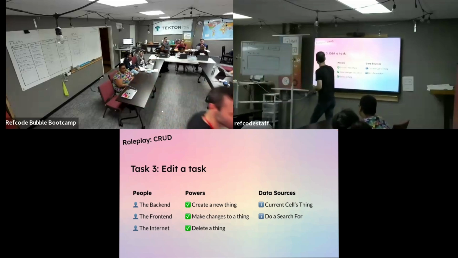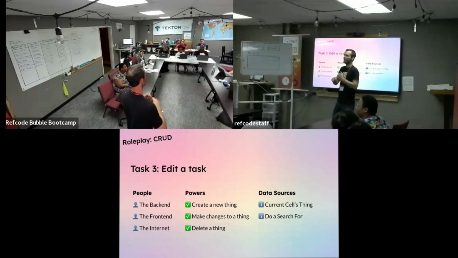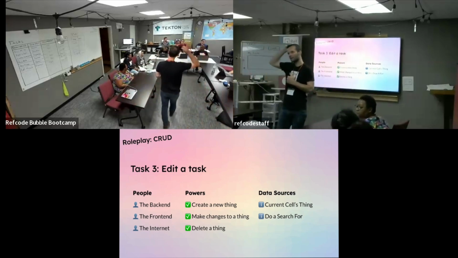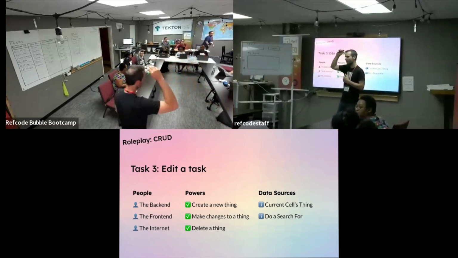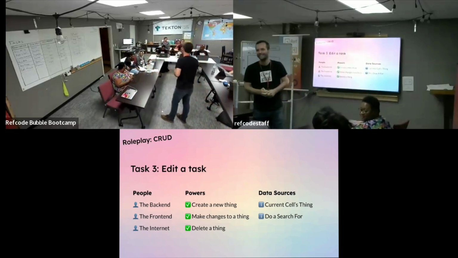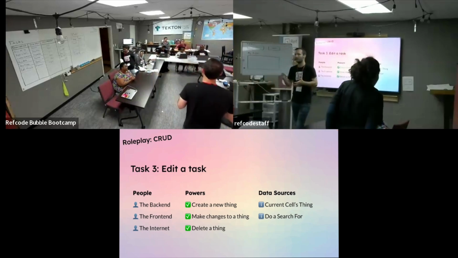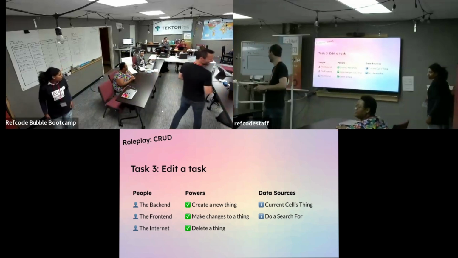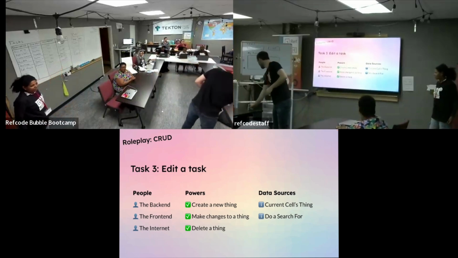Okay, next task is to edit a task. So we're gonna get John, right? You're gonna come up and be the front end. Who wants to be the internet? Who hasn't been up here yet? You can be the internet. And then the database. Peter, why don't you be the database? Sure.